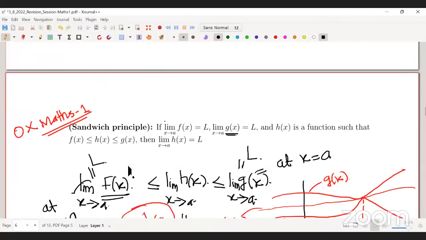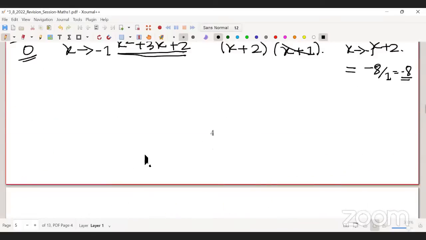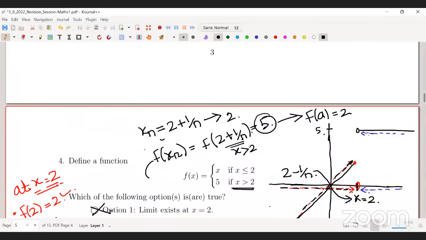Sir, how is f of 2 plus 1 by n equal to 5? Okay, I can explain why f of 2 plus 1 by n is 5. What is x here? In f of x, x is 2 plus 1 by n, right? Yes. Is 2 plus 1 by n greater than 2 or not? Yes, it is greater than 2. So if x is greater than 2, what is the value of f by the definition of f? Oh, by this definition. Yes, sorry, sir.